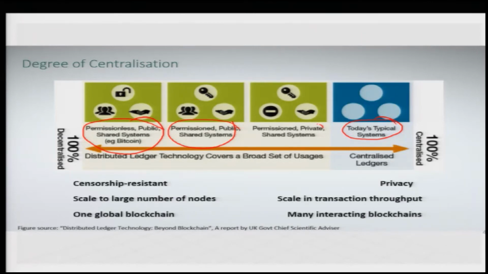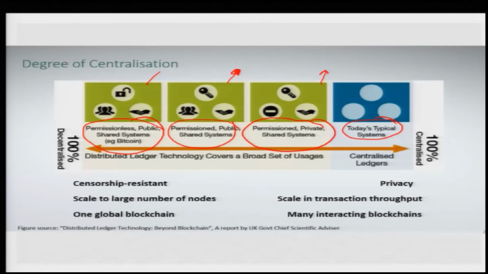But if you have a permissioned private shared system, that's where Hyperledger is placed, right? So this is kind of Bitcoin. This could be a private instance of Ethereum, where you can instantiate a private Ethereum network for yourself or for your organization. That would be this, and this would be Hyperledger.